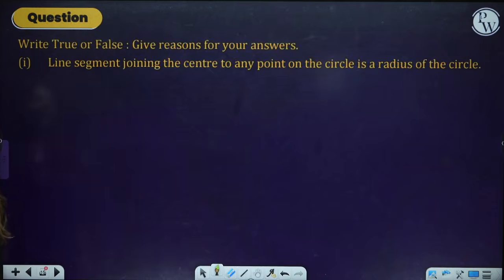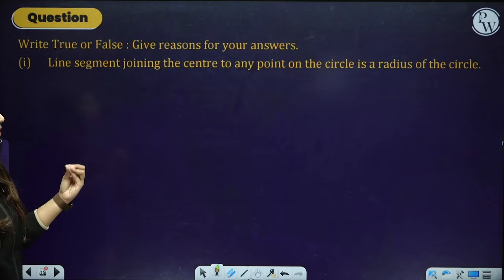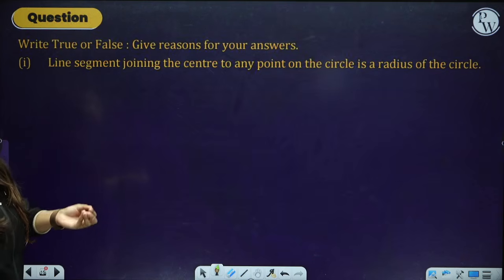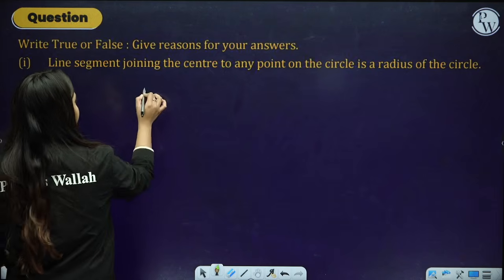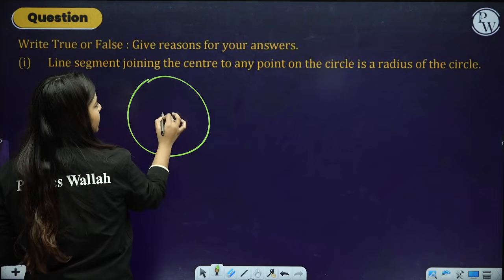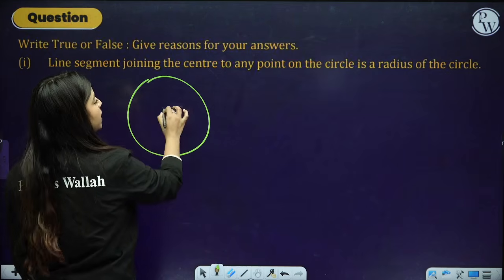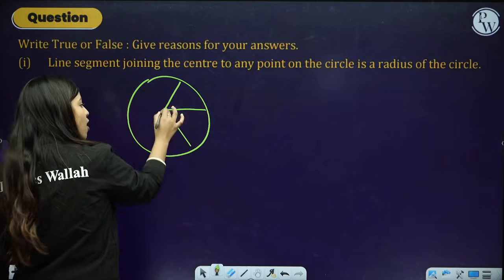The next we have is true and false. A line segment joining the center to any point of a circle is the radius of the circle. So if there is a line segment joining the center to any point on the circle, of course it becomes what?